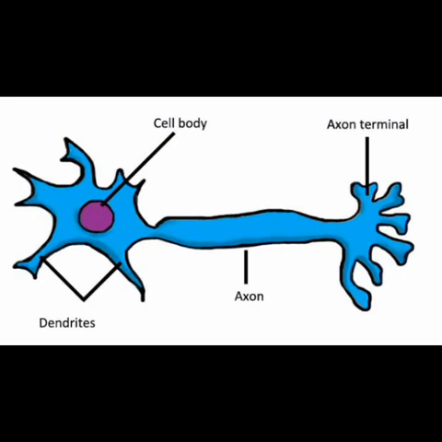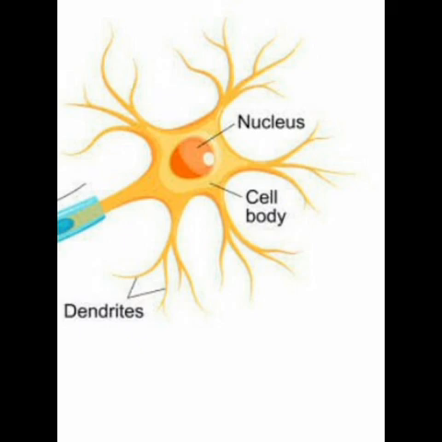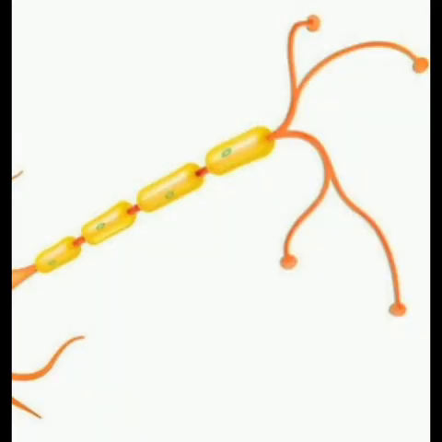Dendrites are the short branched parts. They are many in number. These are the parts where electrical impulses or messages are received by a neuron. The cell body or cytone part of a neuron holds nucleus and cytoplasm. Axon is the single elongated part of neuron.